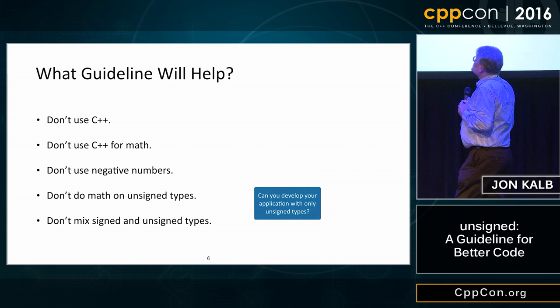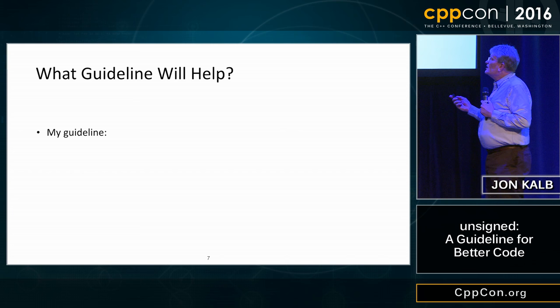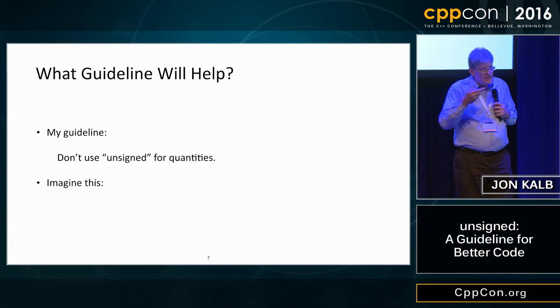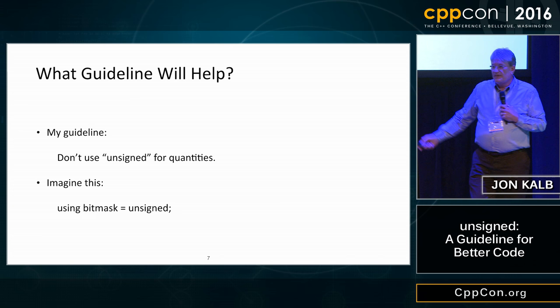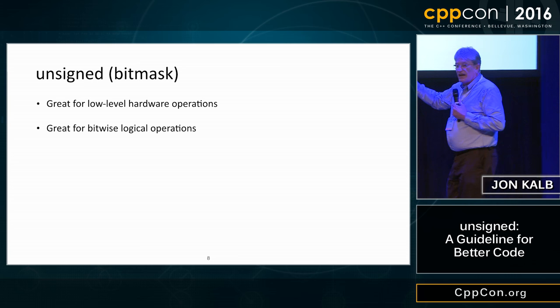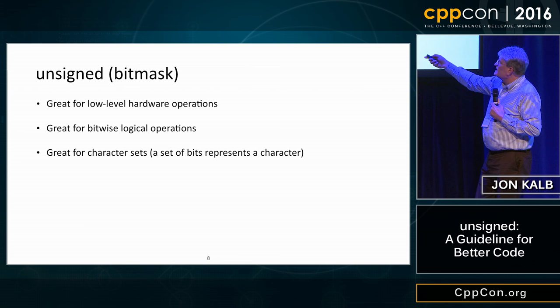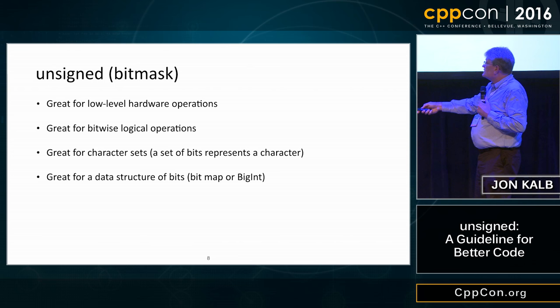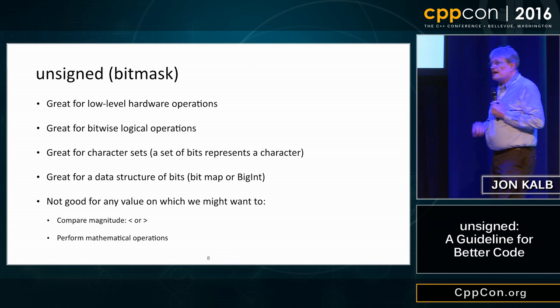So here's my guideline. Here's my recommendation to you, and that is, don't use unsigned for quantities. So what does that mean? Does that mean don't use unsigned? I mean, aren't integers quantities? Well, it doesn't really mean that. Treat it like this. Unsigned means it's a bit mask, right? So that means low-level hardware operations. That means bitwise logical operations. That means you could use them for, say, character sets, because a bit represents a character. Maybe you have a data structure that's made of bits, like a bitmap or a big int. Those are all perfectly good reasons to use your bitmask object or your unsigned. But don't use them where you're going to compare magnitudes or where you're going to perform mathematical operations, because these things are going to have unexpected promotion rules.